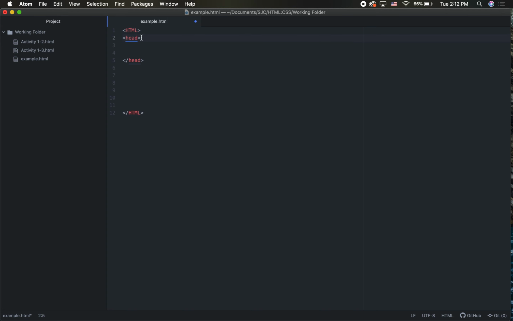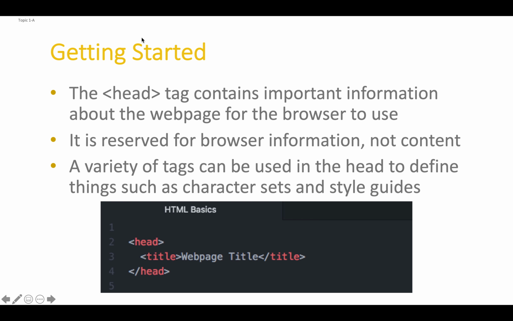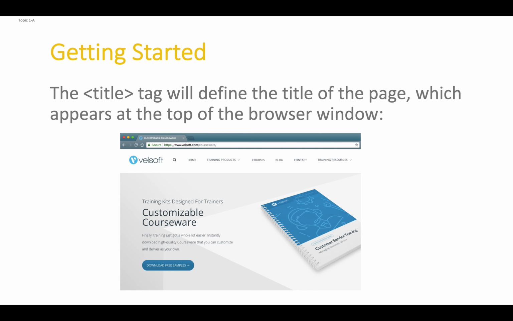So the head section of an HTML document is very important. It contains information that the browser uses, not content. So people are not going to see what is inside the head tag except for the title. A variety of tags can be used in the head to define things such as character sets and style guides. Typically, the one tag that you will see in the head section is the title tag, and that is going to title the top tab in the bar.